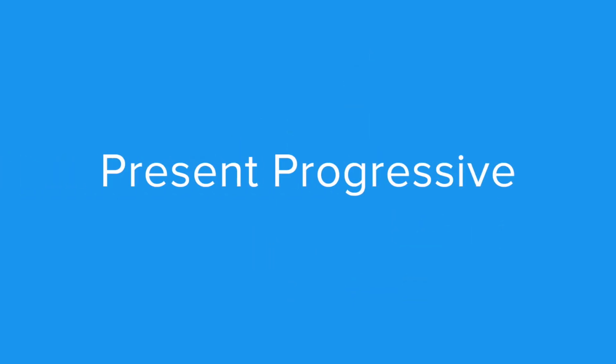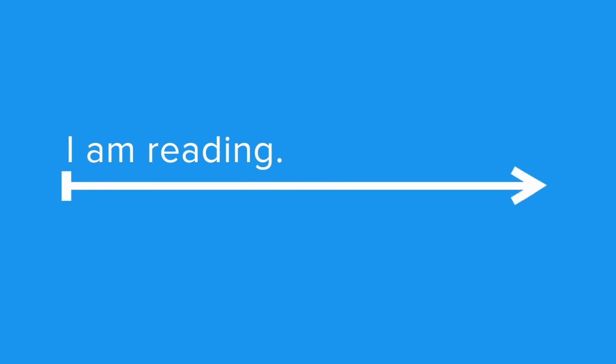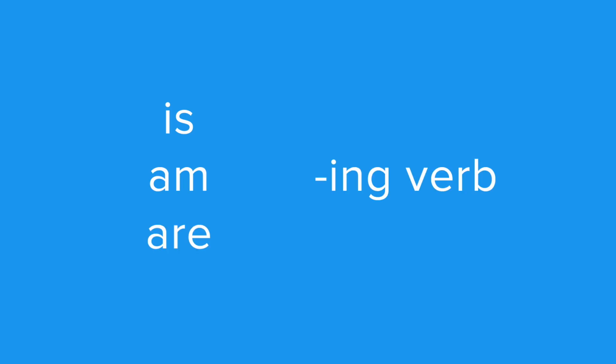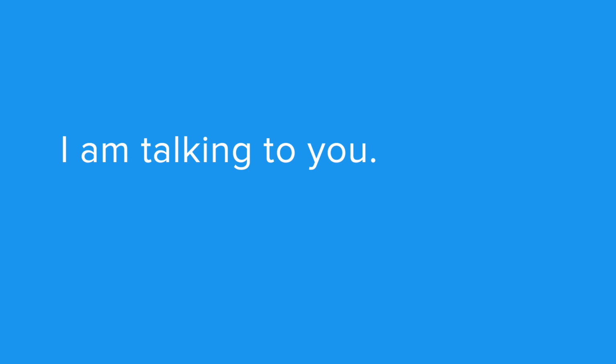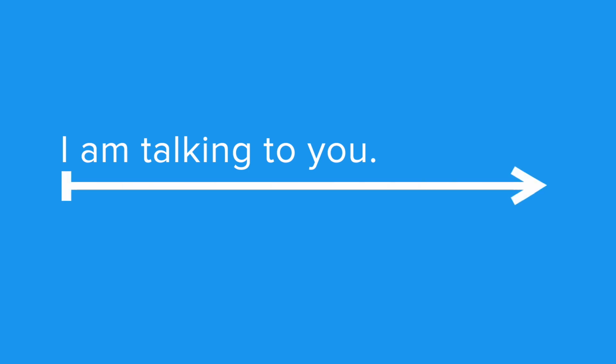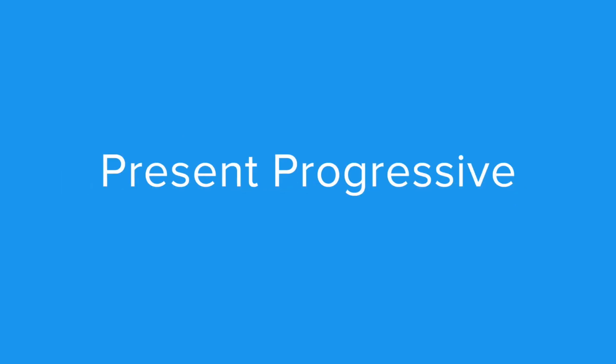The present progressive tense expresses an action that is ongoing, something that we have started but not finished yet. This tense is formed using the verb is, am or are, followed by an ing verb. These 2 verbs together create our verb chain. For example, I am talking to you. This action has begun but hasn't finished yet. Therefore, it is in the present progressive tense.